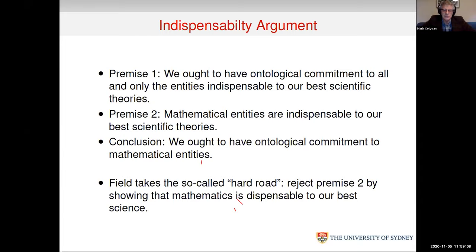So really the two camps in resisting this argument are those denying premise one and those denying premise two. And Field takes what I've called the hard road, which is to deny premise two: to try and show that mathematical entities are in fact dispensable to our best scientific theories. Much of the recent work, which others will talk about, Mary, for instance, has explored rejecting premise one. The easy road is not supposed to be pejorative, in the sense that it's easy to do that. It just seems easier than the nominalization project that I'll articulate shortly that Field engages in.